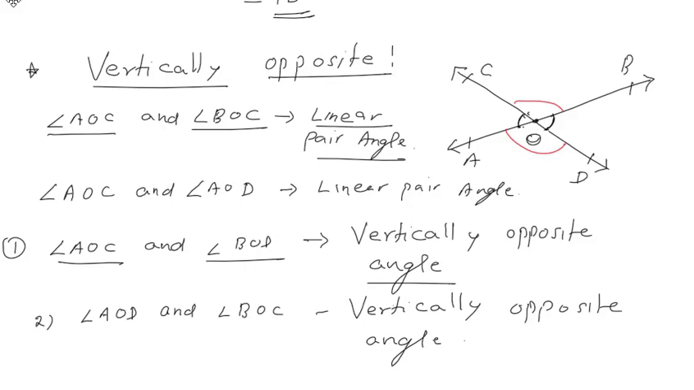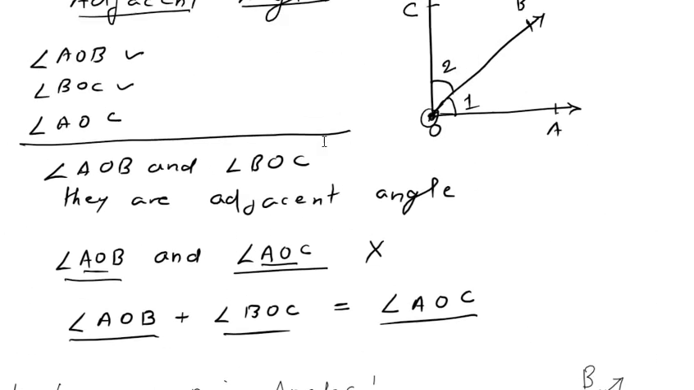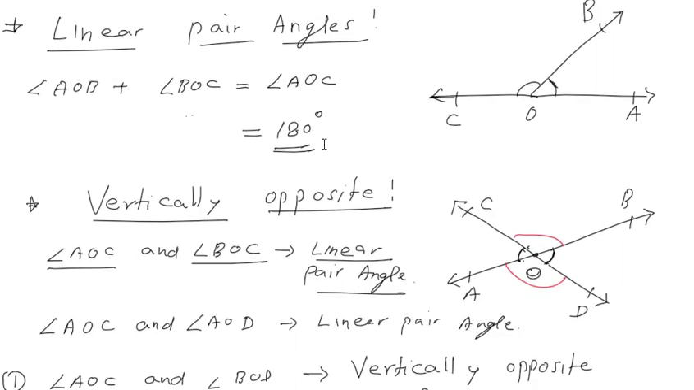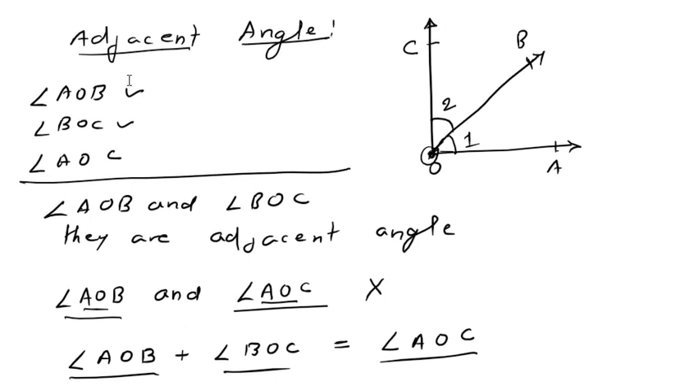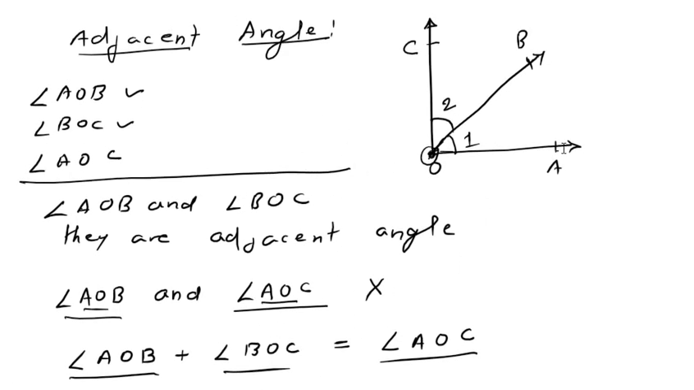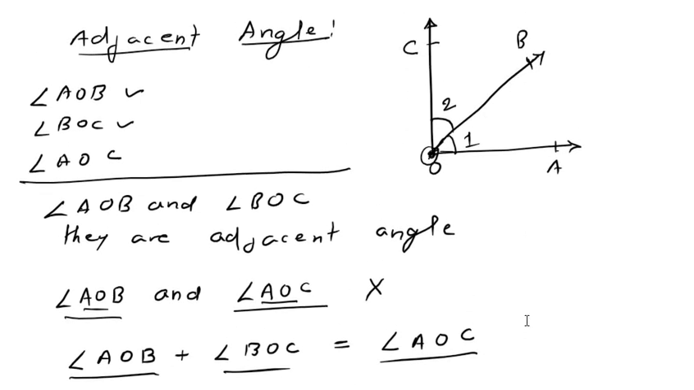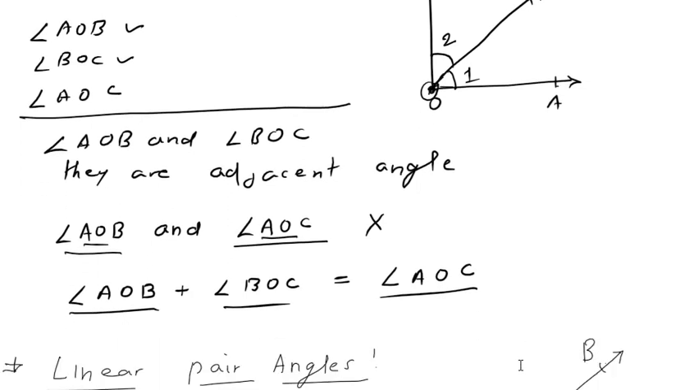So I hope now you are clear with adjacent angle, linear pair angle and vertically opposite angle. So adjacent angle, right, we have one common vertex, one common arm and non-common arms on either side of the common arm. We have seen that the sum of two adjacent angles is equal to the measure of the angle formed by the non-common arms, that is AOB plus BOC is equal to angle AOC.